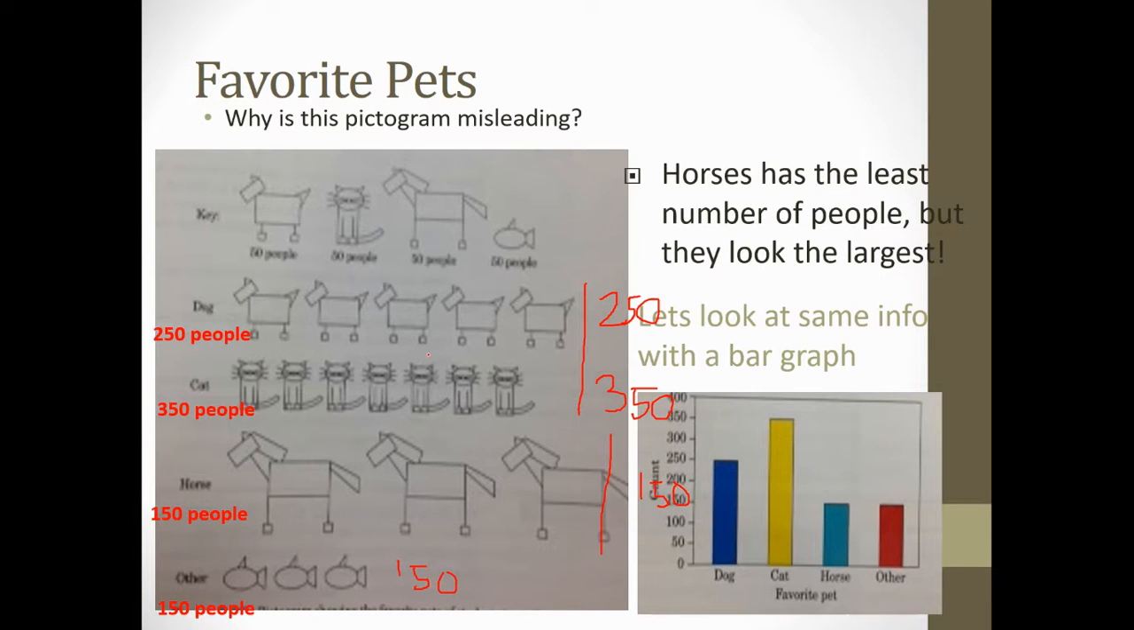If I look at the same information with the bar graph, can I see very clearly when I look at this bar graph, cats are the highest, then dogs, and then horse and other are equal? It's more clear. I can see better what the data is trying to tell me.